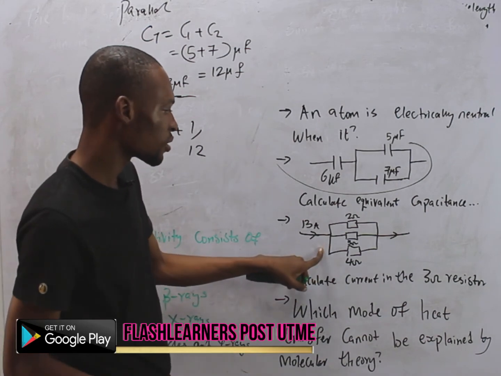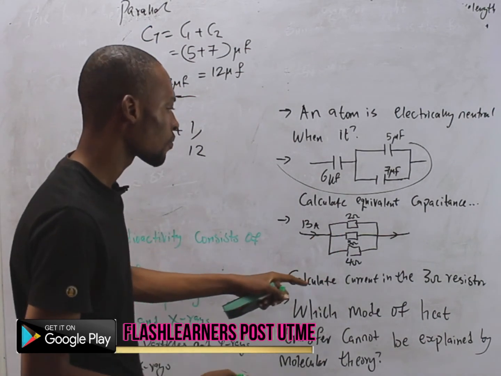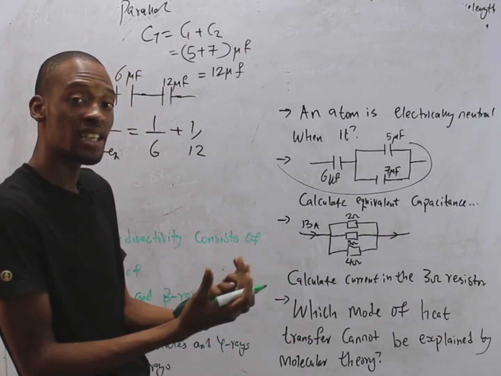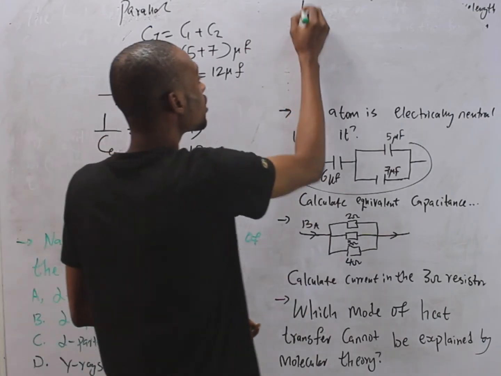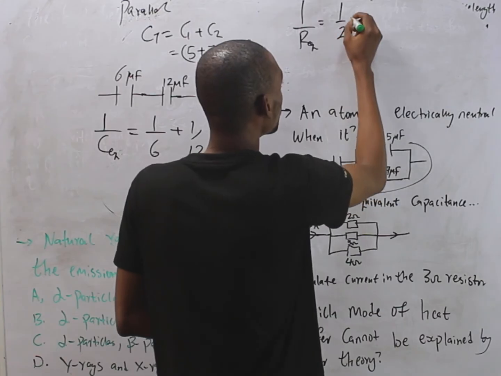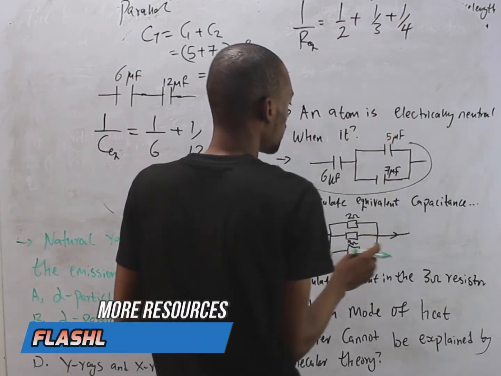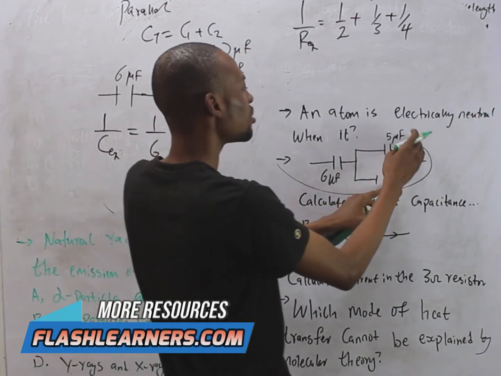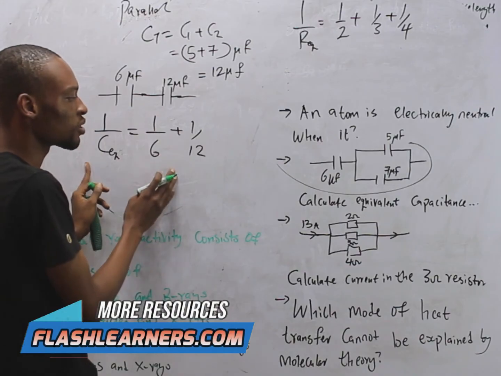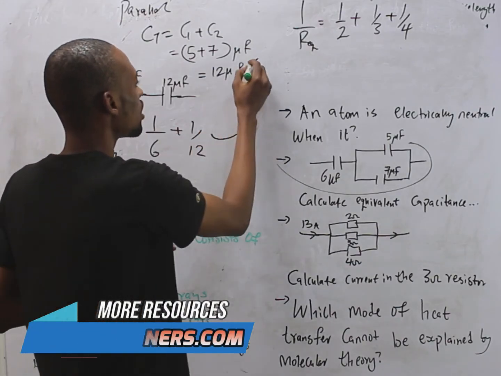Okay, we are going to resistors. For example, these resistors are in parallel. To solve the equivalent resistance in parallel, we simply say 1 over R equivalent equals 1 over 2 plus 1 over 3 plus 1 over 4. But in parallel, you add capacitors. And in series, you divide capacitors. Meanwhile, resistors in series, you solve them like capacitors in parallel.